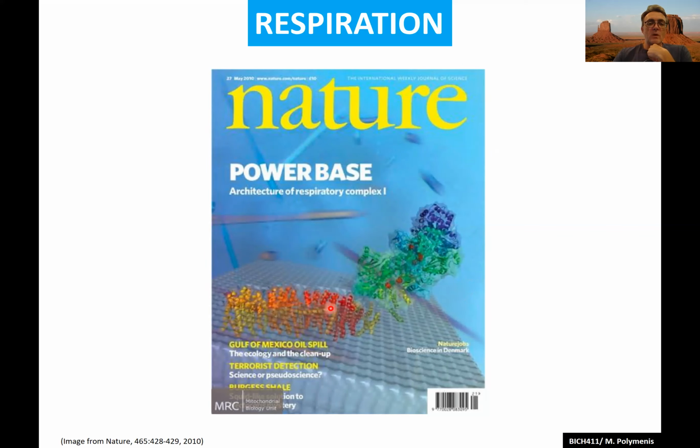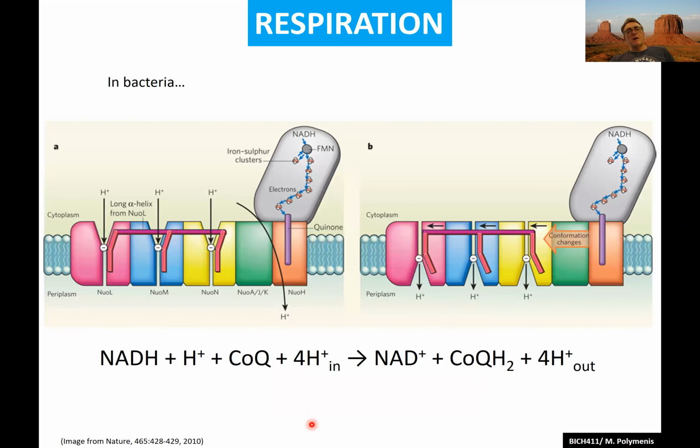So this is from the cover of a very prominent journal, Nature, and this is the structure of complex 1. This is the membrane, and this part is embedded in the membrane. So that will be the inside of the mitochondria, and on the other side of the membrane will be the outside. A schematic was known already from the same group in Cambridge in England, and this is how it works.